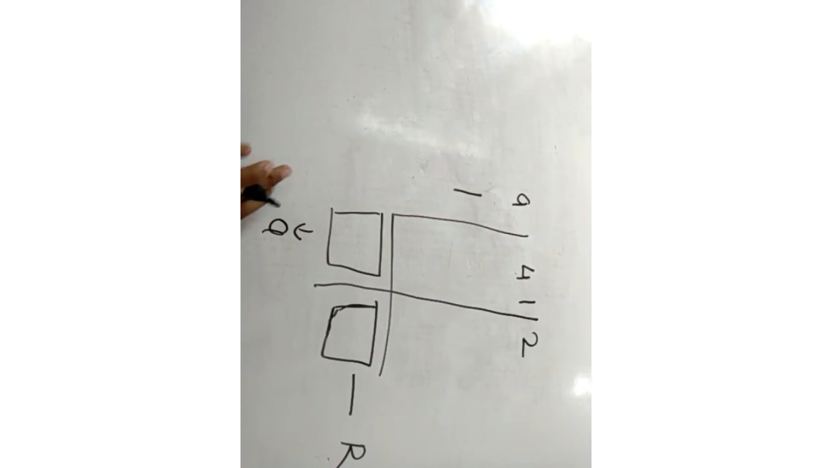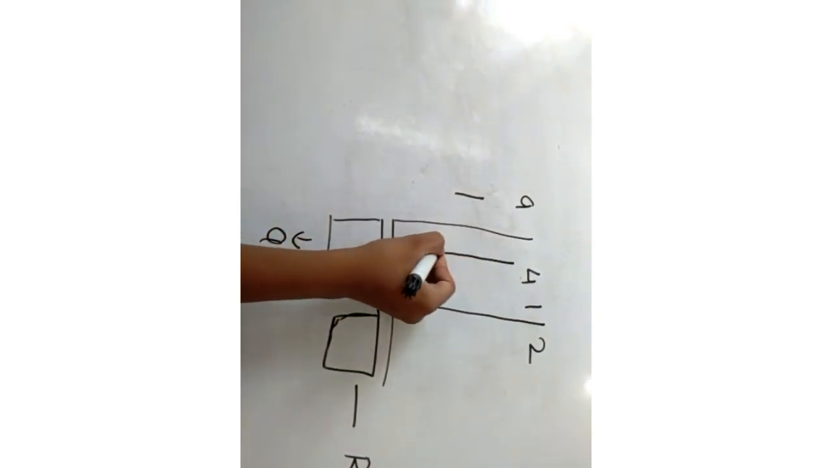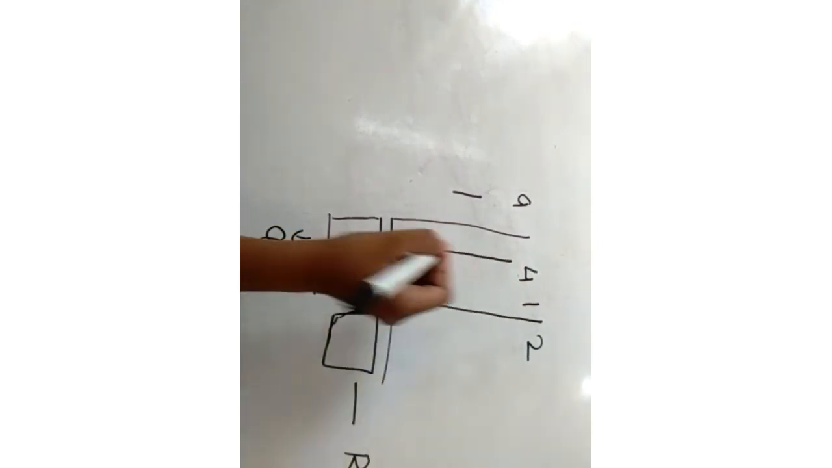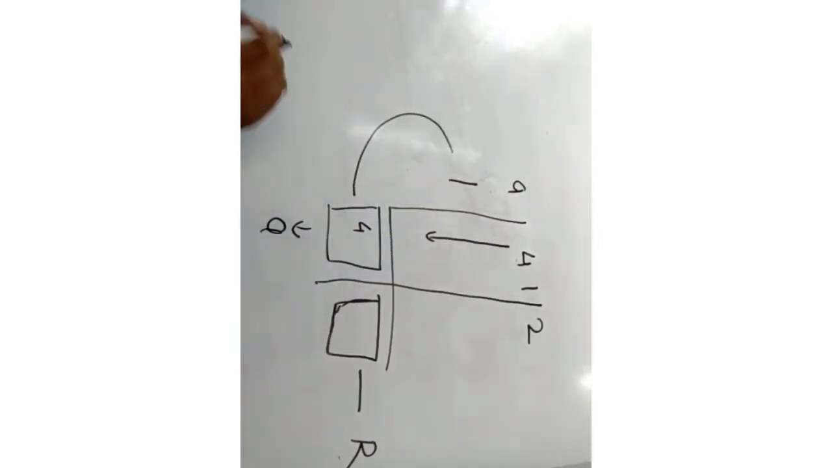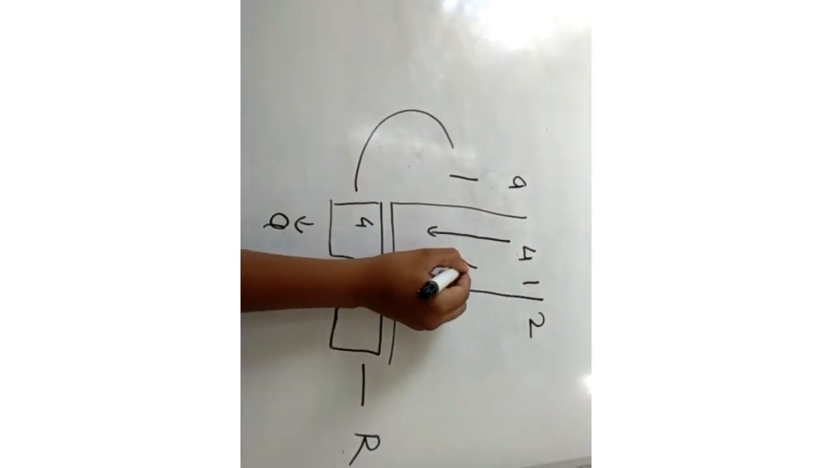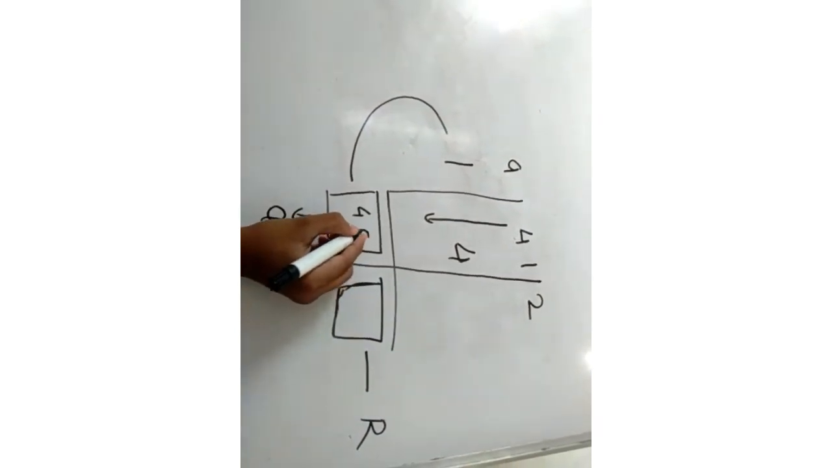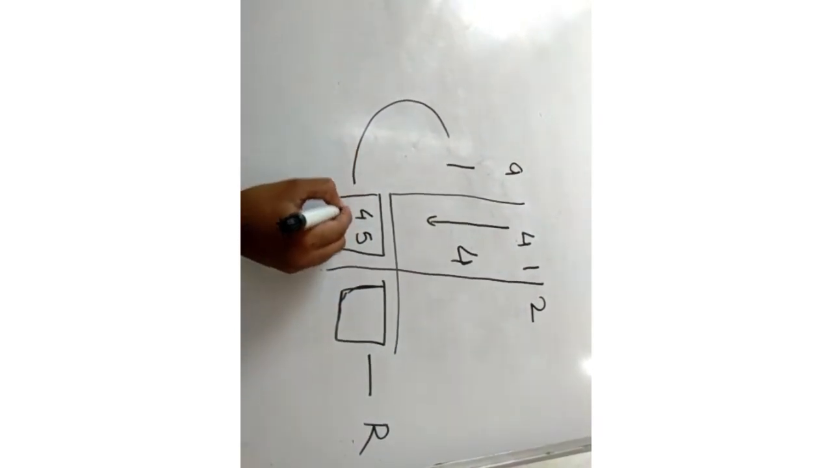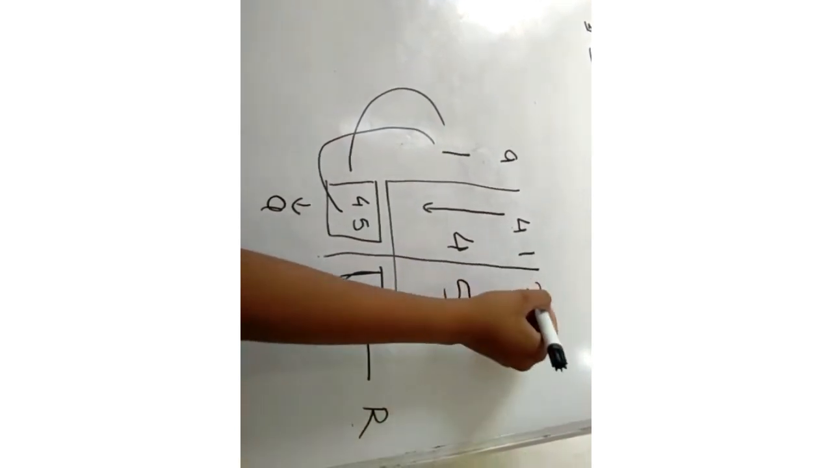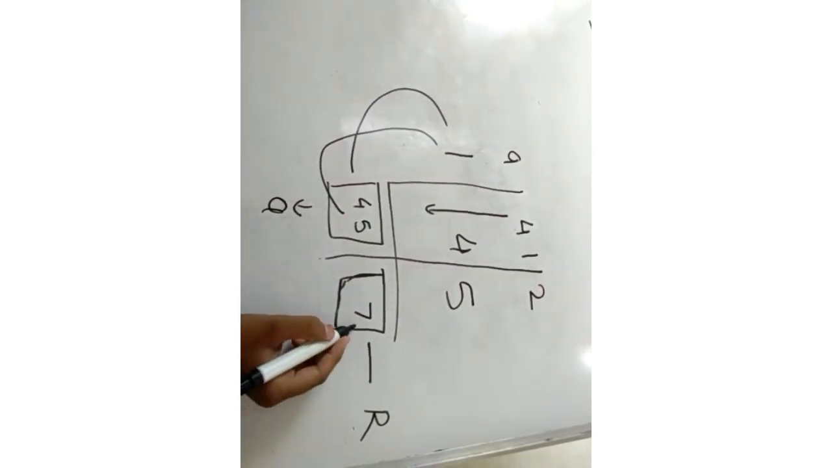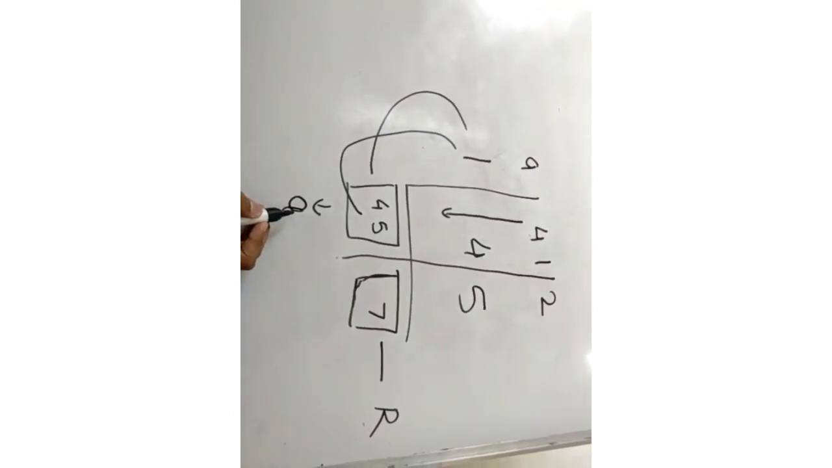Now the second step. Write the first number as it is, 4. 4 into 1 is 4. So 4 plus 1, do the addition, 4 plus 1 is 5. Then again 5 into 1 is 5. 5 plus 2 is 7. So 7 is your remainder and 45 is your quotient. So how simple it is.